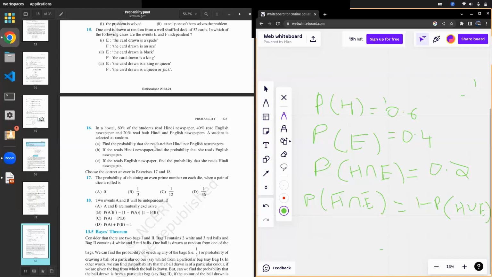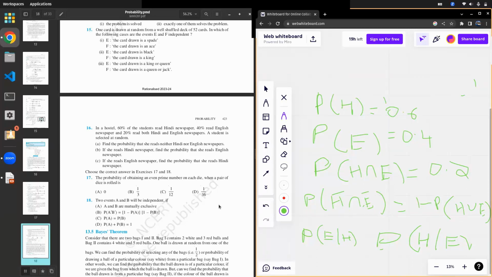So part B: if she reads a Hindi newspaper, find the probability that she reads an English newspaper. This is a conditional probability. We have to find the probability that she reads English, given that she reads Hindi. This can be found using the conditional probability formula, and you will get the answer for part B. Part C is a similar question: you have to find the probability of Hindi given that she reads English. So we go to the next question.